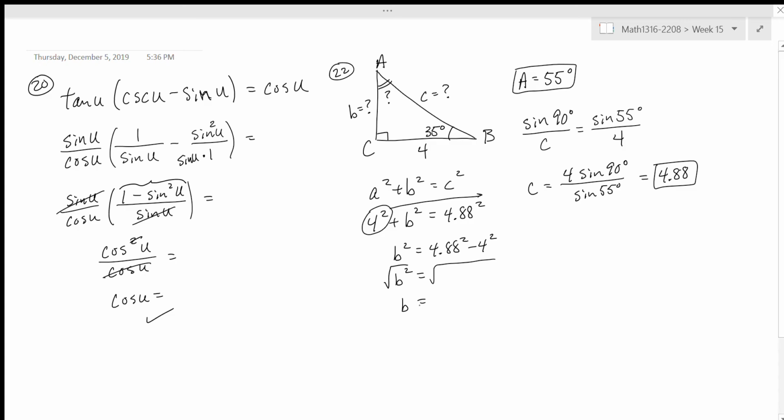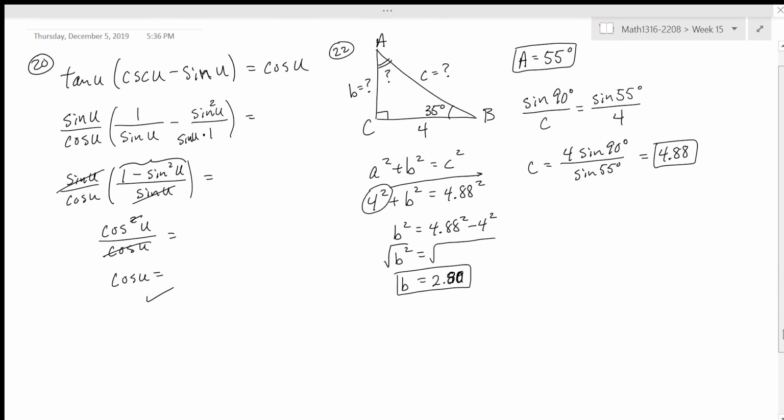2.79. Is that the final answer? Yeah, unless you round it, then it would be 2.80. What's after the 9? That's why I said if you round it, it would be 2.80. Oh, that's a 5. After the 9 is a 5? Okay, so we do need to round it to 2 places. Everybody agree that it's 2.80 rounded? Okay. And that's number 22. All the missing pieces found.